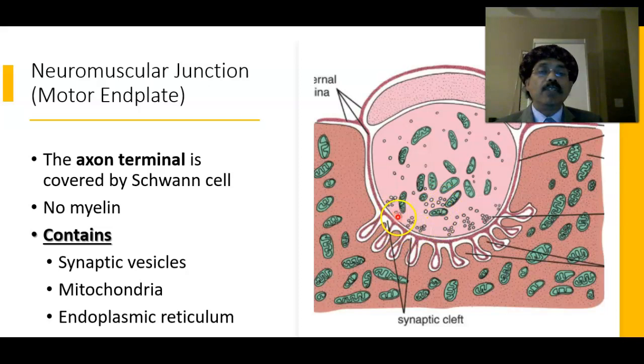In the gap between the presynaptic membrane and the postsynaptic membrane, we have the synaptic cleft. This side is rich in organelles like mitochondria and endoplasmic reticulum. This part is also rich in organelles like mitochondria and endoplasmic reticulum.